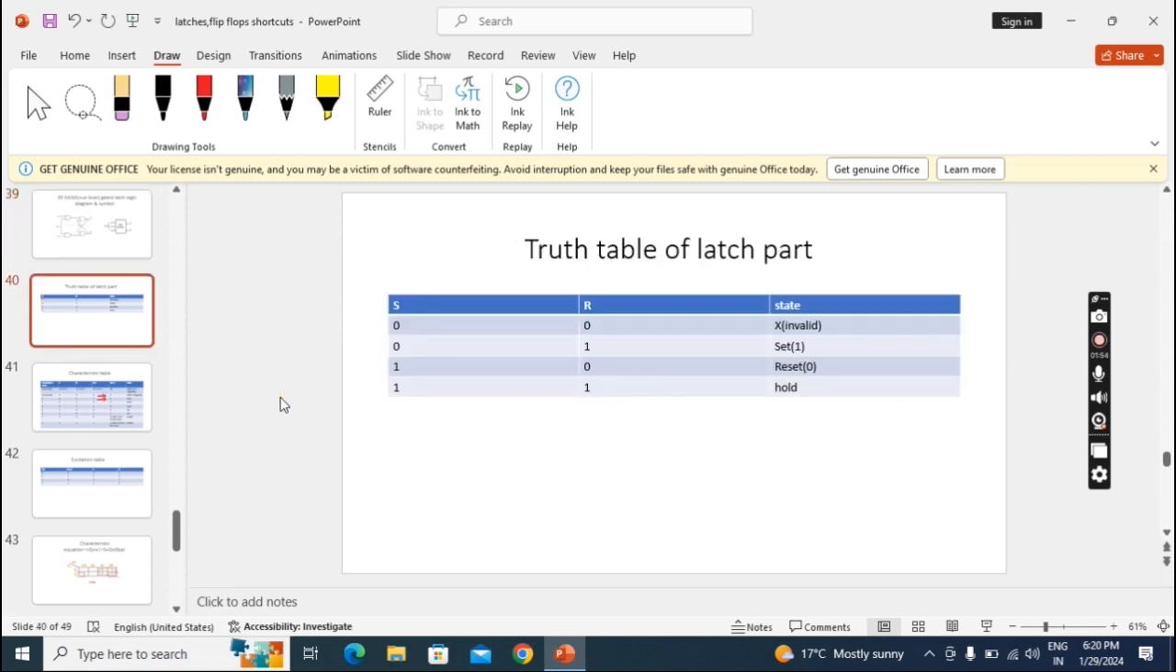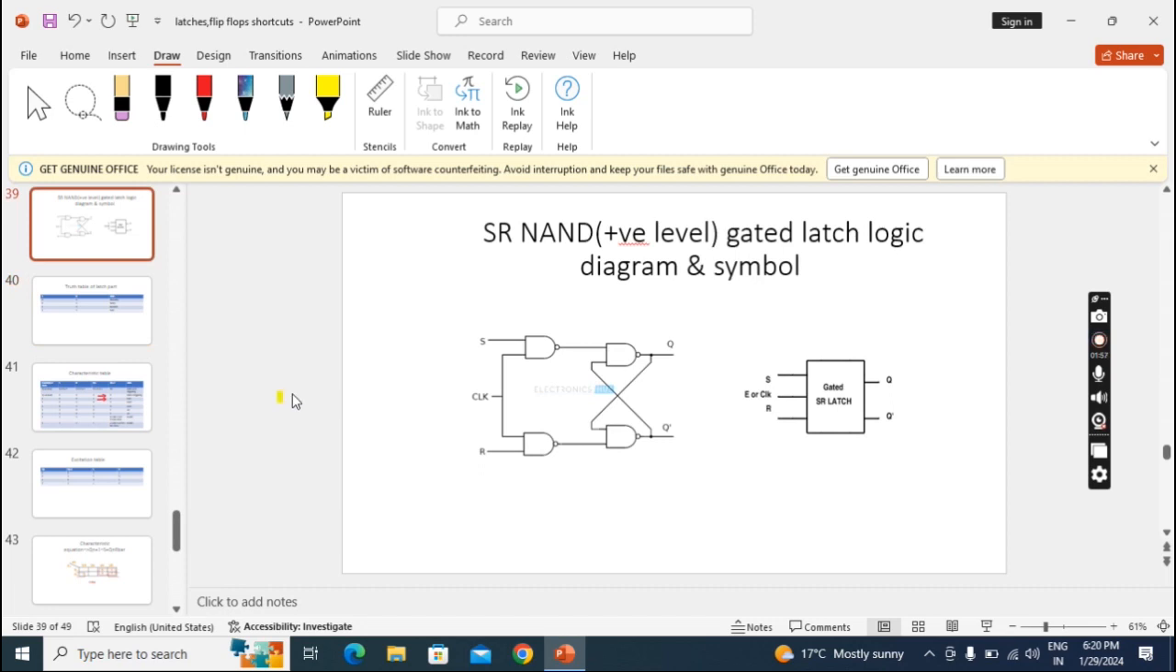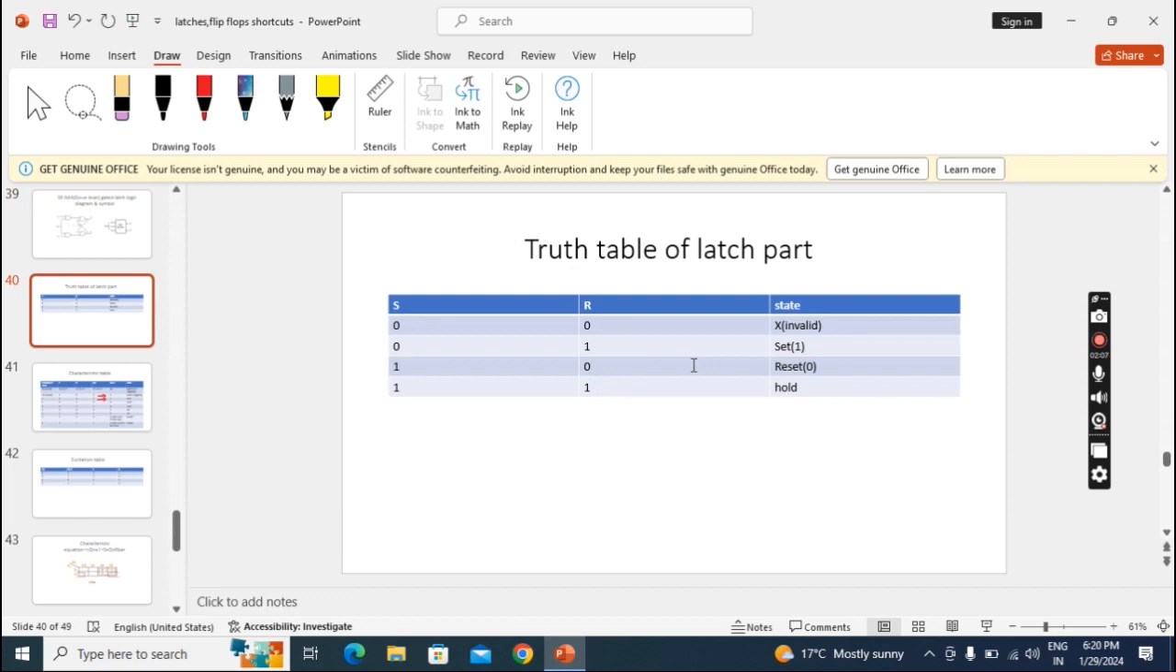So before going to the further process, we should have the latch truth table. This latch is a non-gated SR latch. So that truth table we should have. So I have taken the truth table in a simplified way. So we know from the non-gated SR NAND latch, when inputs are 0 0, we get invalid. When inputs are 0 1, it means S is 0 and R is 1, we get set 1. And when S is 1 and R is 0, we get reset 0. And when both inputs are 1 1, it will be hold.